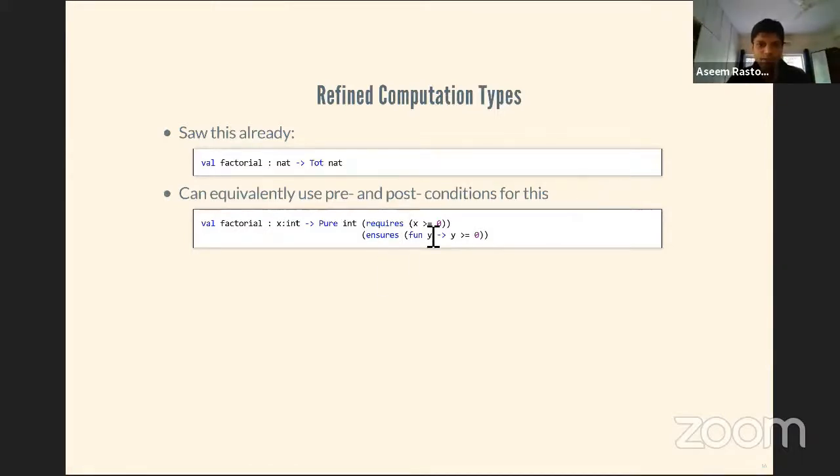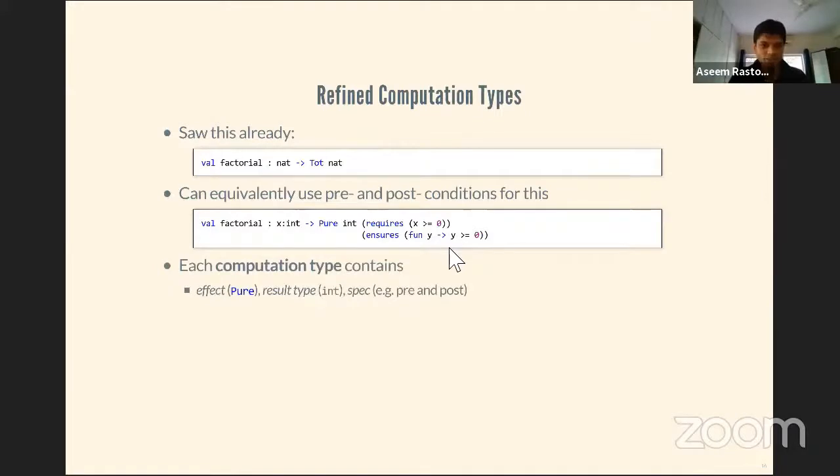Requires is a precondition on the arguments. So here requires says that x must be greater than or equal to 0. Ensures is a predicate on the return value. So it says that if y is the return value of the function, then the function guarantees that y is greater than or equal to 0. So in a way, we moved refinements from value types to computation types and use them in the specifications.